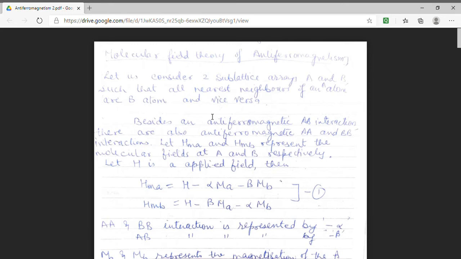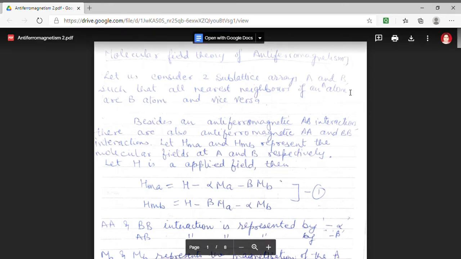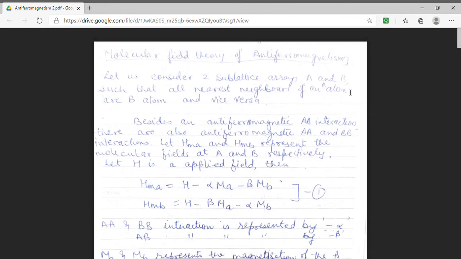We will discuss the molecular field theory of antiferromagnetic material. We are dividing our material into two sublattices which are denoted by capital A and capital B. As we have discussed in our last lecture, we have determined the molecular field at A and B sublattice and assumed the molecular field at A and B sublattice to be HMA and HMB. Here H is the external applied field.